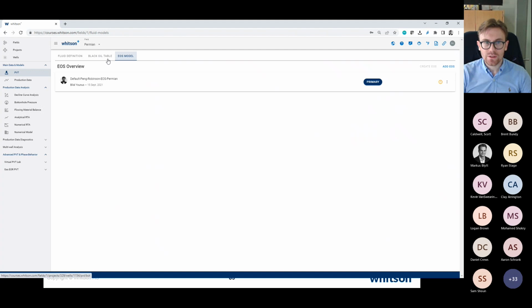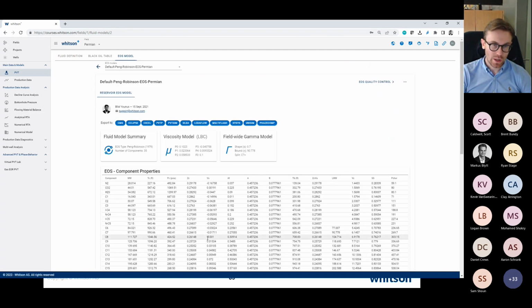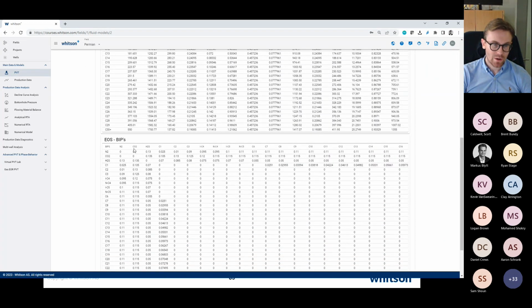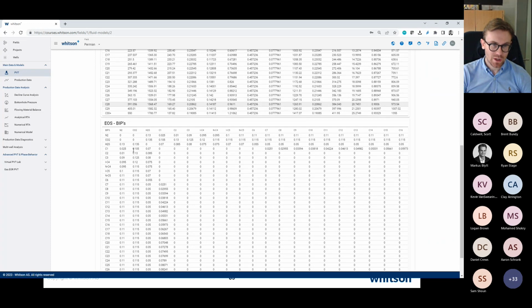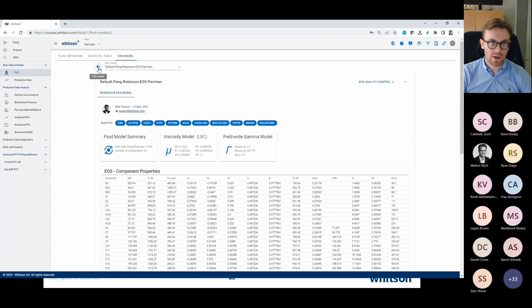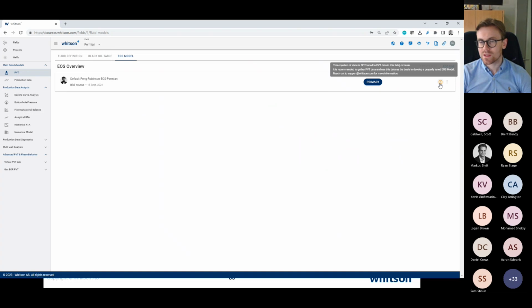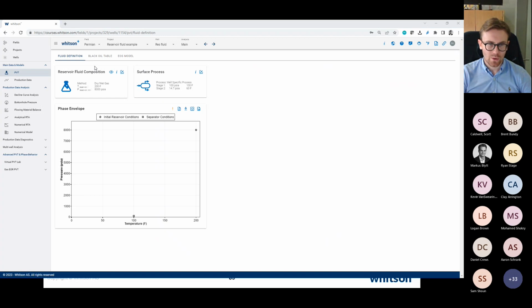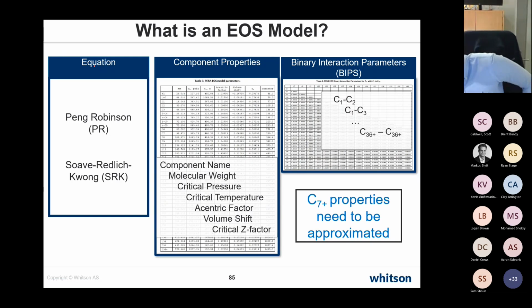In a field in Whitson Plus, you'll see that there is always one primary equation of state that's used for the field. If you click it, you can look at it and export it to any third-party format, and you'll see that there's a BIPs matrix here, and there's also a component property matrix here. Just an FYI, this equation of state is actually a default Peng-Robinson equation of state. The reason Permian is added at the end of the name is just because the field is called Permian, but it's just a default Peng-Robinson equation of state in that case.